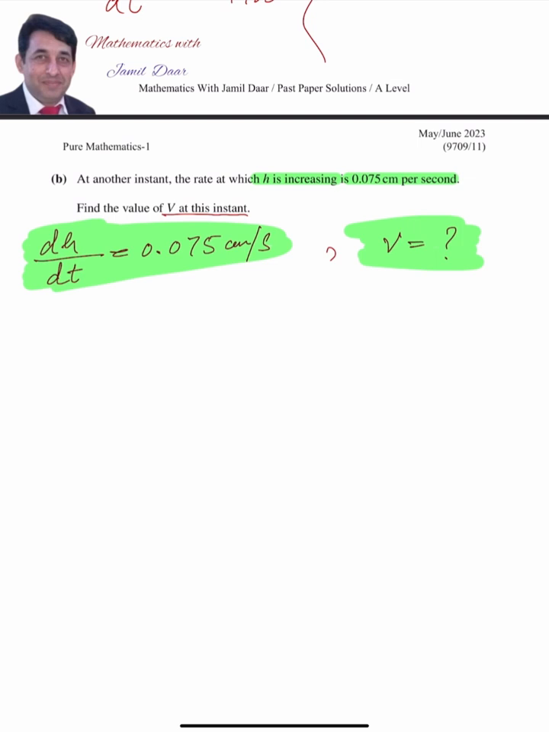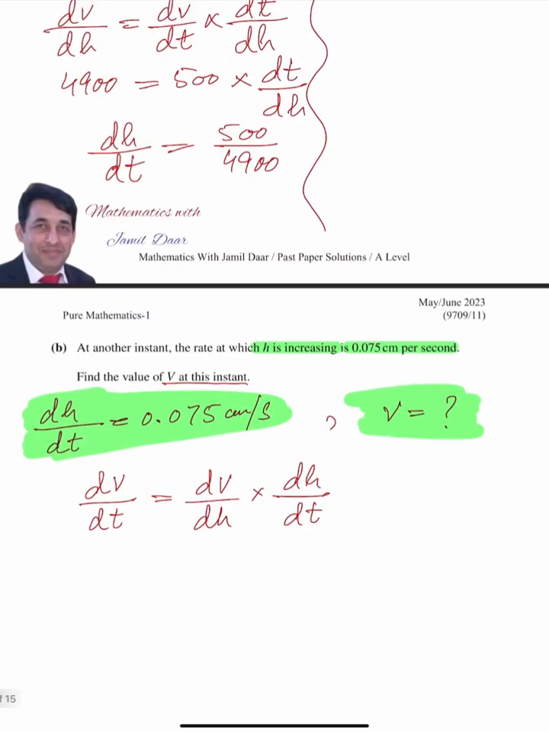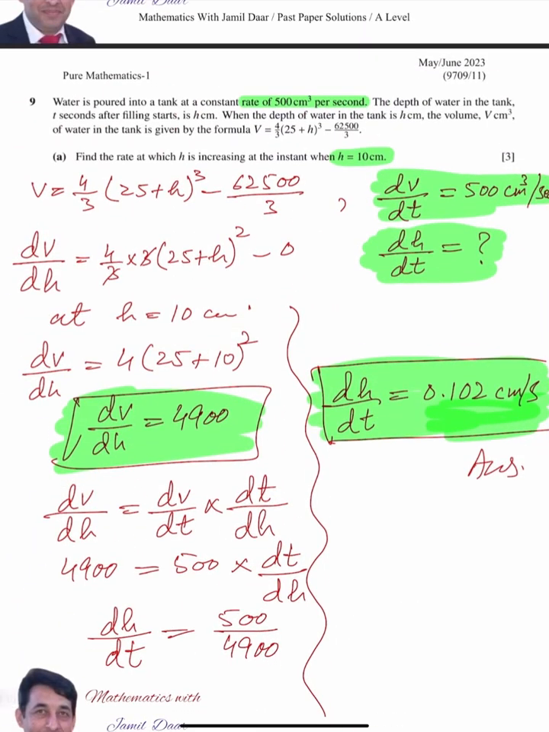If we use the chain rule, we have to find dv over dt. To find V, we'll find dv over dt, which is equal to dv over dh into dh over dt. So in the previous one, you are given the dh over dt.